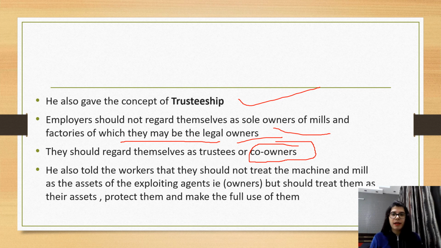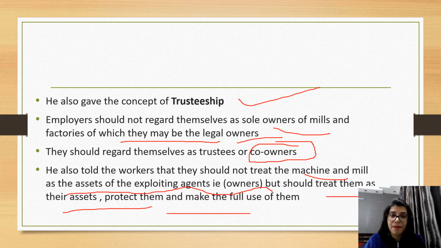तो ये नहीं सोचना चाहिए कि ये ओनर्स के हैं, हम कैसे भी मिसहैंडल कर लेते हैं, ठीक है, दे शुड ट्रीट देम एज देयर एसेट्स। So when owners are asked that you are the co-owner, so it is the responsibility of the workers as well that they should treat the machines and whatever instruments they get to work on properly, ठीक है। So he has told the workers that they should not treat the machine and mill as the assets of the exploiting agents, but should treat them as their assets, protect them and make full use of them, ठीक है। So this is the concept of trusteeship.